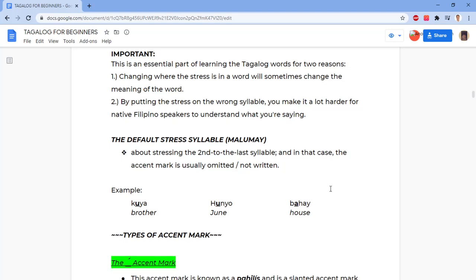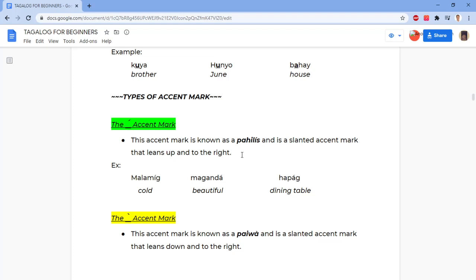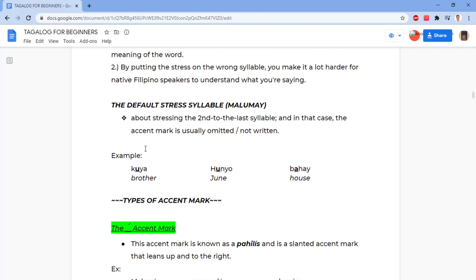So they have the default stress syllable, which we call malumay. It is about stressing the second to the last syllable, and in that case, the accent mark is usually omitted or not written. For example, kuya, kuya, honyo, honyo, bahay, bahay. So this is actually the default stress syllable, which we call malumay.